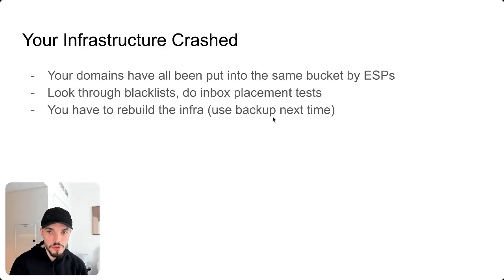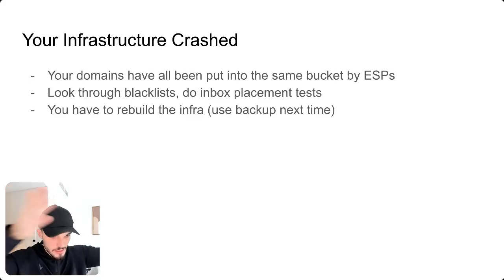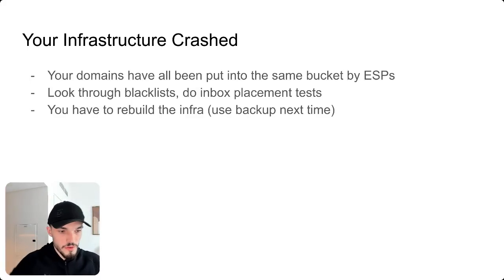The next one is your email infrastructure basically crashed. So your domains have been put in the same bucket by the ESPs. This typically happens if the email service providers can see that all of these domains are forwarding to the same main website. And if that happens, they can say, okay, this is a decentralized infrastructure here. We can detect it. Let's ban this. Let's shadow ban this, right? So it's the same concept as with the copy, but this happens more on the domain level.